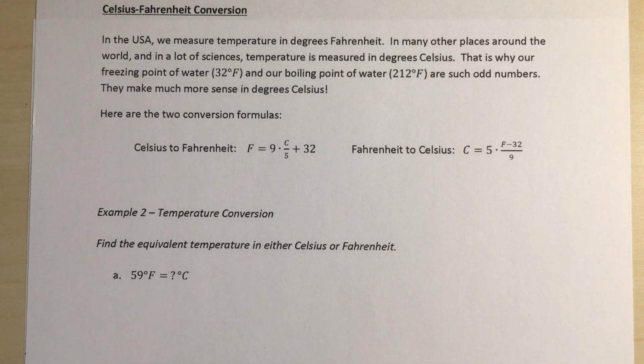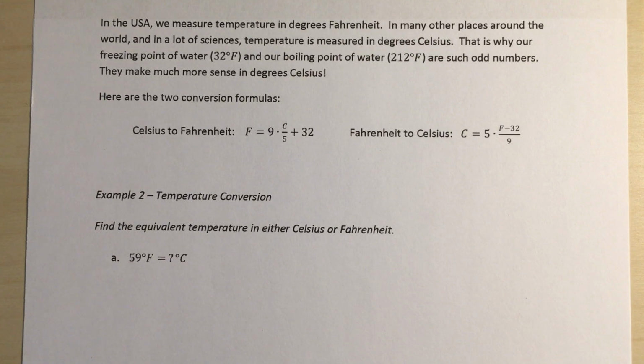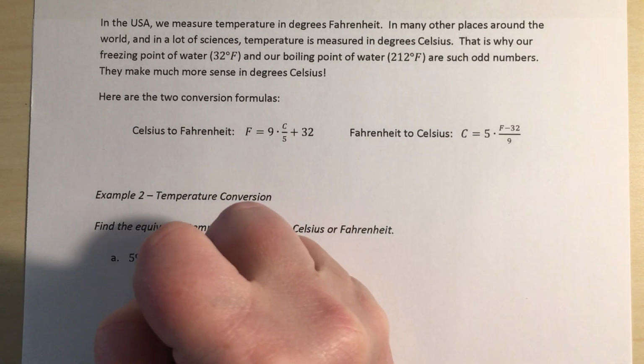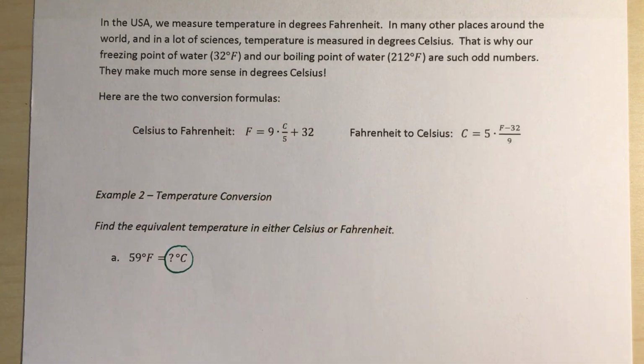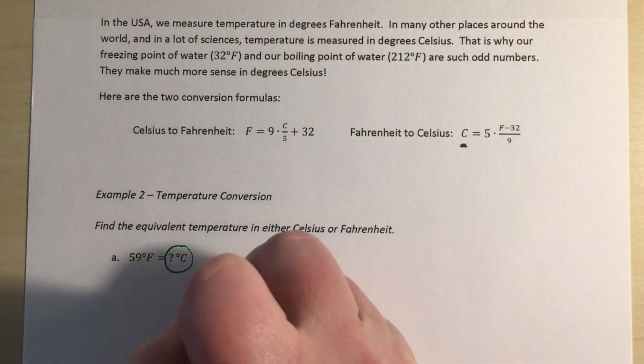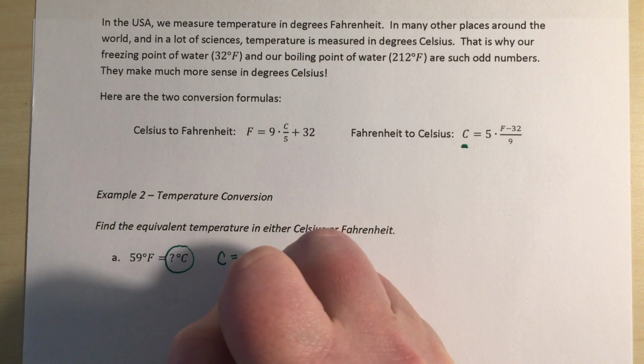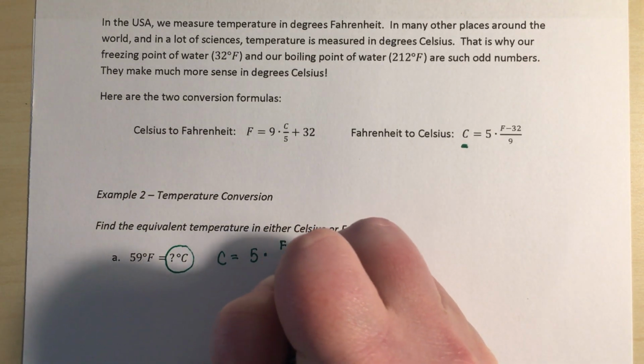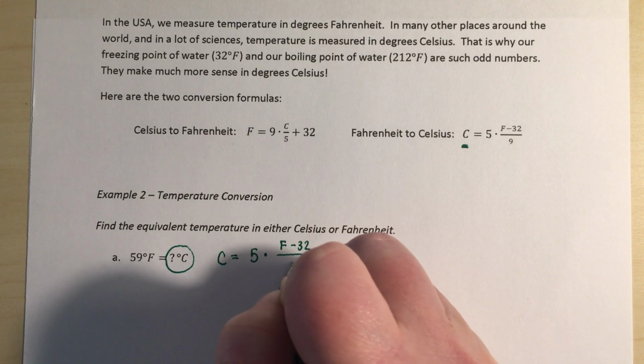All right, so let's look at example 2 here, and we'll start with part A. Find the equivalent temperature in either degrees Celsius or Fahrenheit. Right, so we want to find the equivalent temperature. We don't need to use both formulas. We want to figure out which one we want to use. Looking at this, we are looking for our answer in degrees Celsius. So we want to come up here and look for our formula that starts with degrees Celsius. That's going to be this one right here. So we're going to use C equals 5 times F minus 32, over 9.